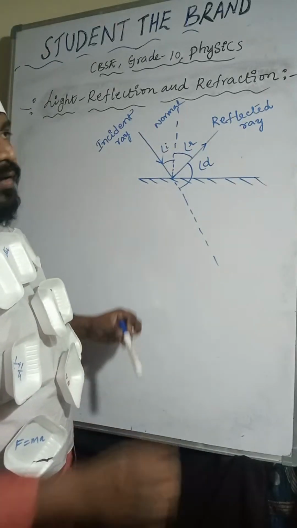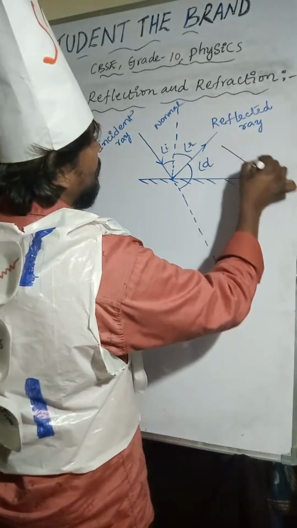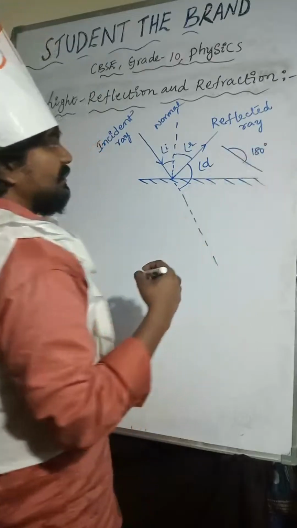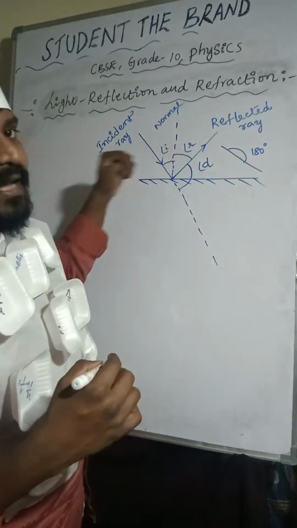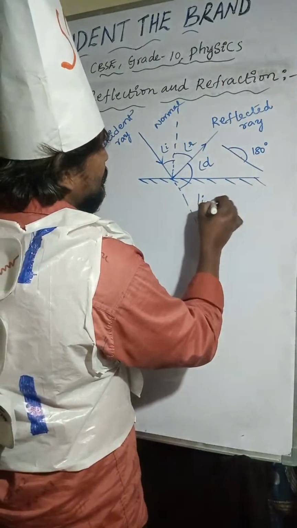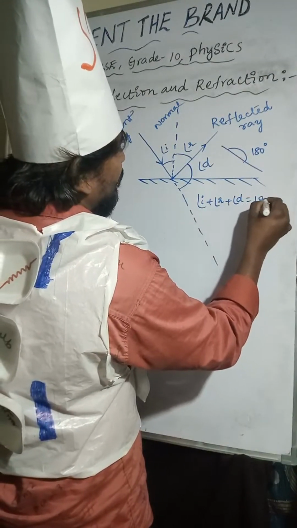Now we can see the linear angle. I'm taking this linear angle. A linear angle is 180 degrees. So angle of incidence plus angle of reflection plus angle of deviation equals 180 degrees.